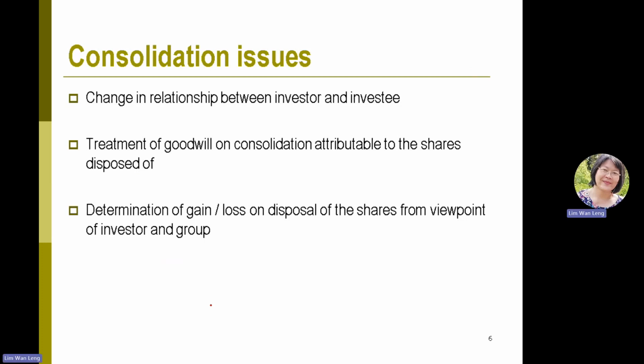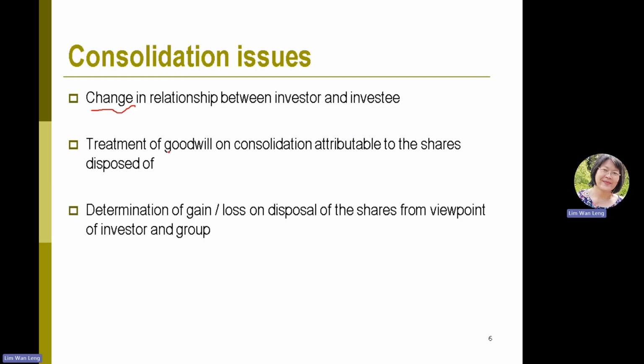Okay, but sometimes I also have to be a bit careful. Sometimes when I extract the questions, I've forgotten about this, so you have also got to be careful. So consolidation issues: there will be a change in the relationship between the investor and the investee. Maybe originally a subsidiary, after the disposal your relationship becomes an associate only, or just a pure investment, or after the disposal it is still a holding and subsidiary relationship.